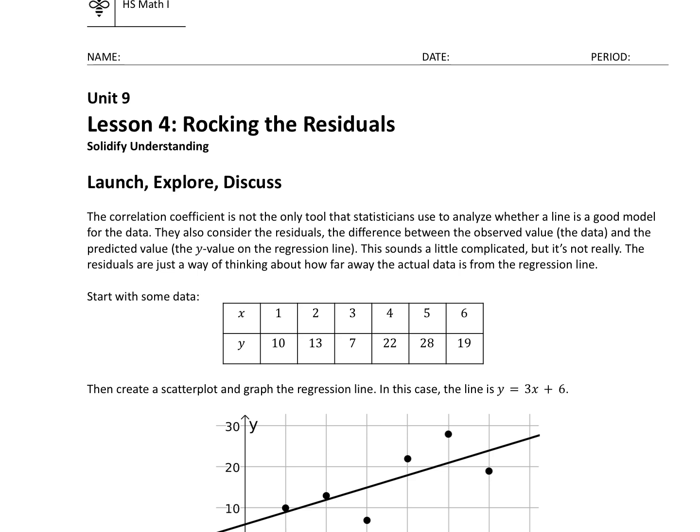The residuals are the difference, so I'm going to highlight this. The difference between the observed value, the data, and the predicted value, the y value on the regression line. So it's just a simple subtraction. This sounds a little complicated, but it's not really. The residuals are just a way of thinking about how far away the actual data is from the regression line. So we're going to learn how to calculate residuals today.